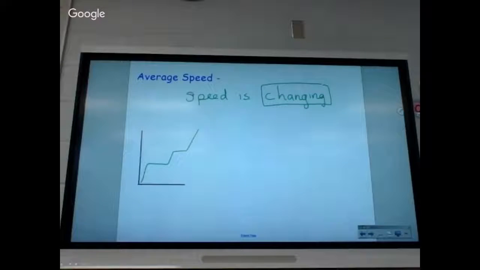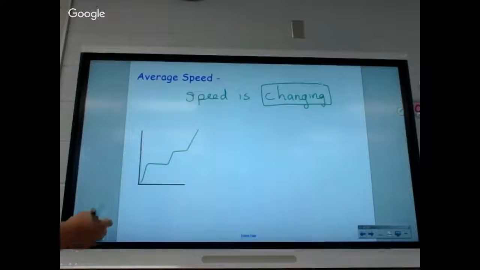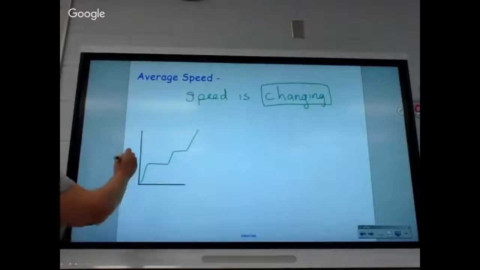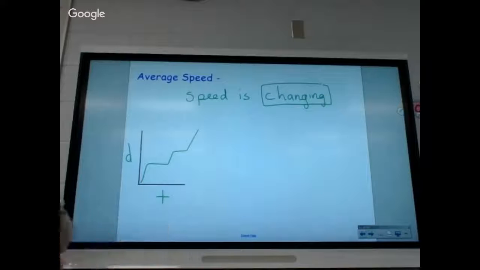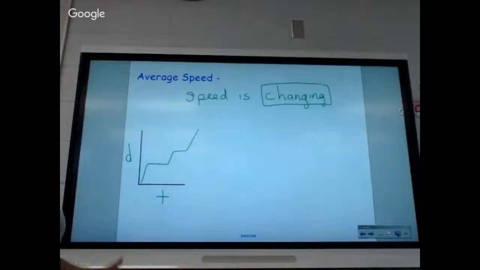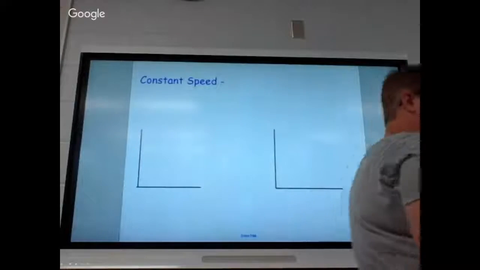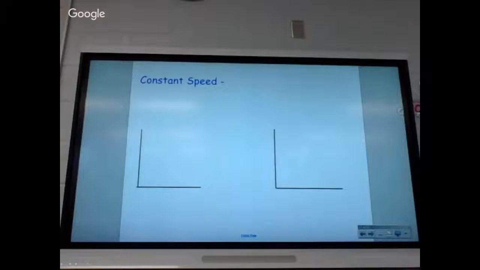What's wrong with my graph? I don't have any labels on it. If I don't put any labels on it, you don't get any points. What should be on this graph? Distance and time. Remember, it's got to have labels. Otherwise, you just drew some really pretty lines that don't tell us anything. Distance and time tell us that they are changing at uneven rates. Now, we were talking constant speed at the end of class when the bell rang.